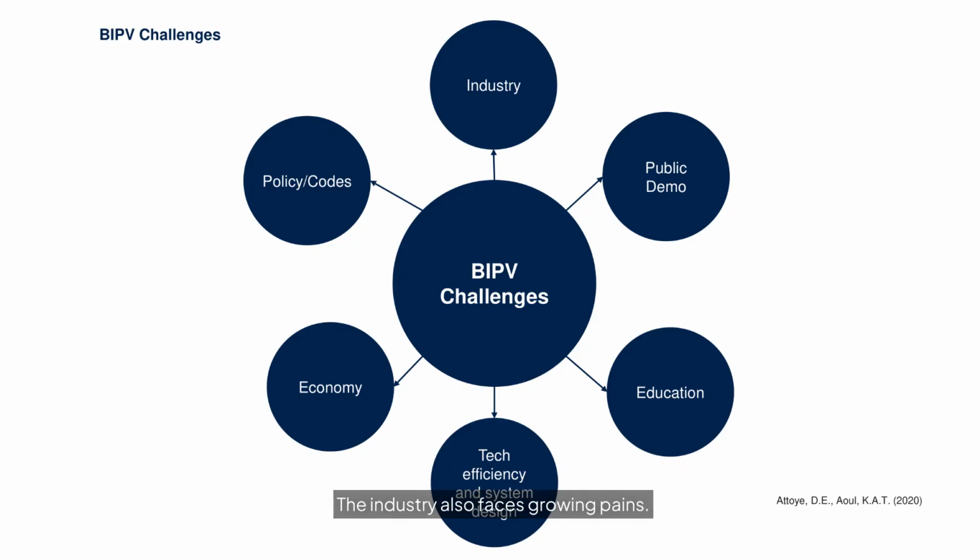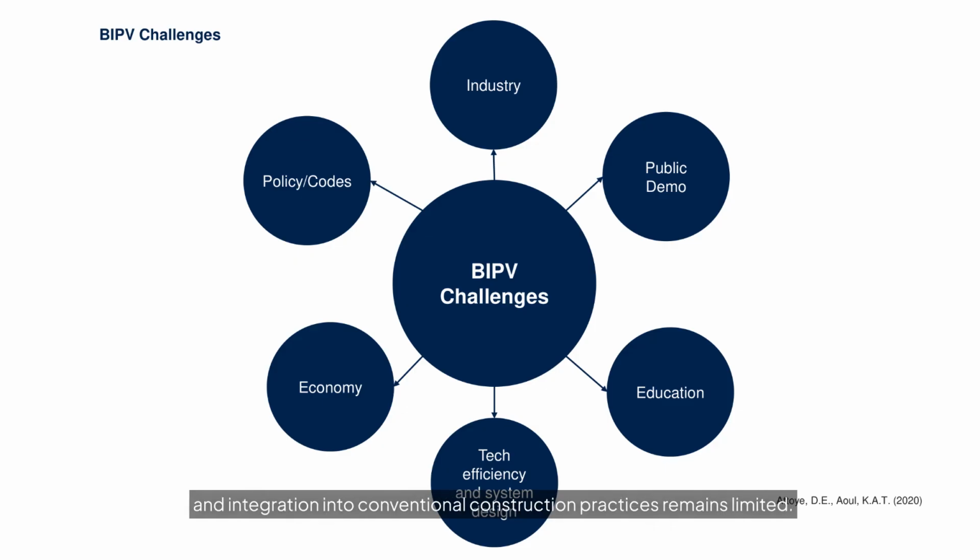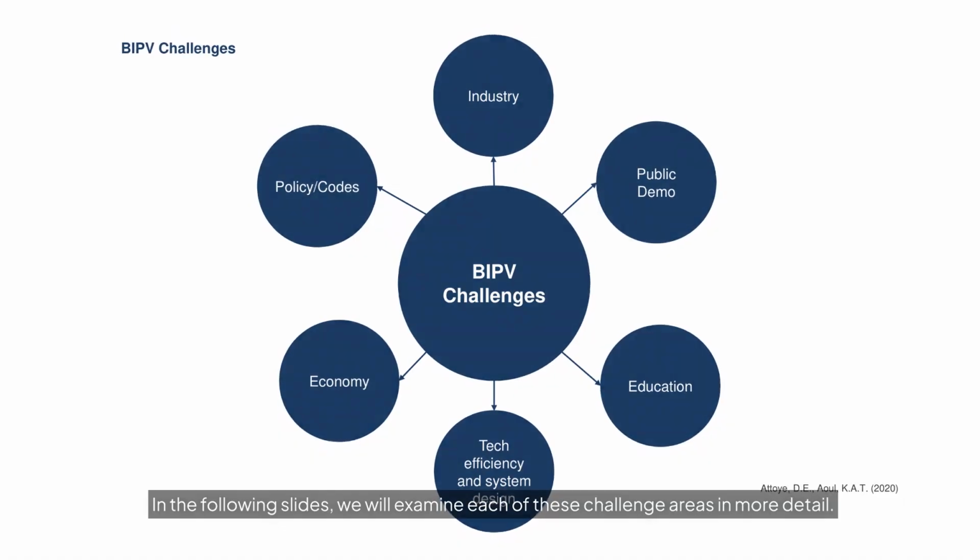The industry also faces growing pains. The supply chain for BIPV components is relatively immature, and integration into conventional construction practices remains limited. Finally, there are educational and awareness challenges. Few public demonstration projects have been built, leading to low public trust in the technology. In addition, there is a lack of trained professionals and curriculum focus on BIPV in the architecture and engineering fields. In the following slides, we will examine each of these challenge areas in more detail.